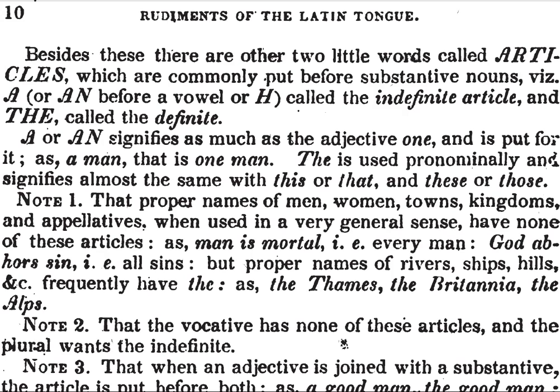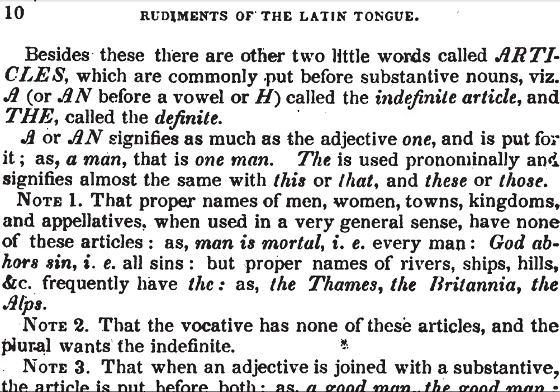Note 1. That proper names of men, women, towns, kingdoms, and appellatives, when used in a very general sense, have none of these articles. So we don't say the London or the Paris or the David. We say man is mortal, i.e. every man. God abhors sin, i.e. all sins. But proper names of rivers, ships, hills, etc. frequently have the, as in the River Thames or the Thames, the Britannia, as in the ship, and the Alps, as in the mountains.